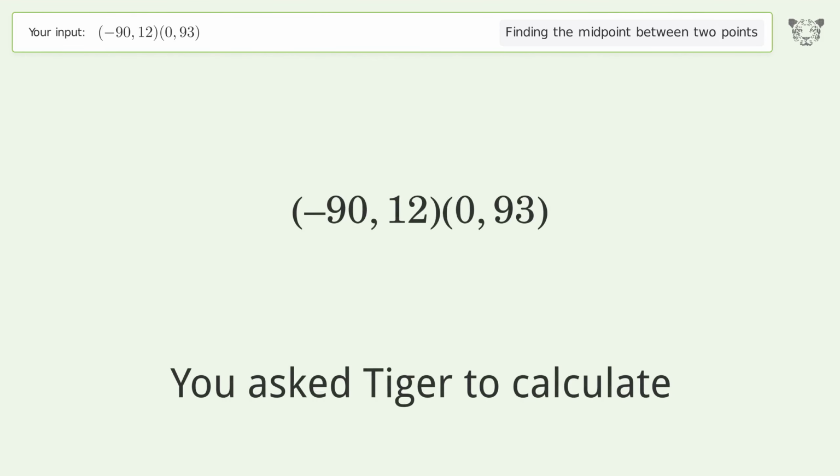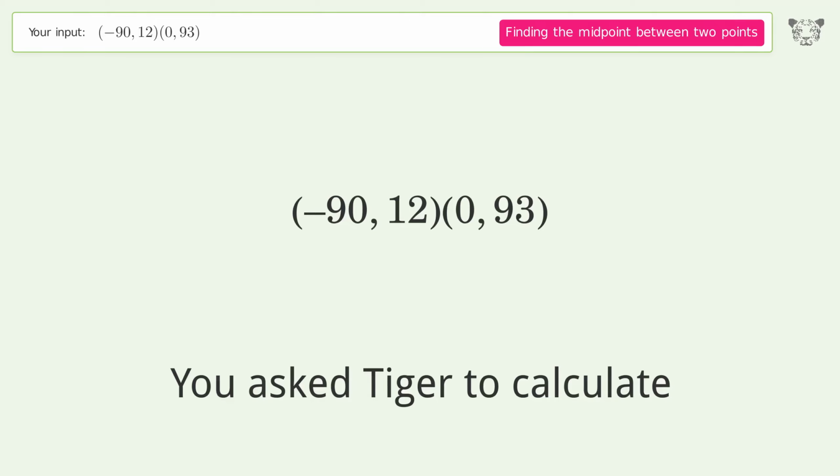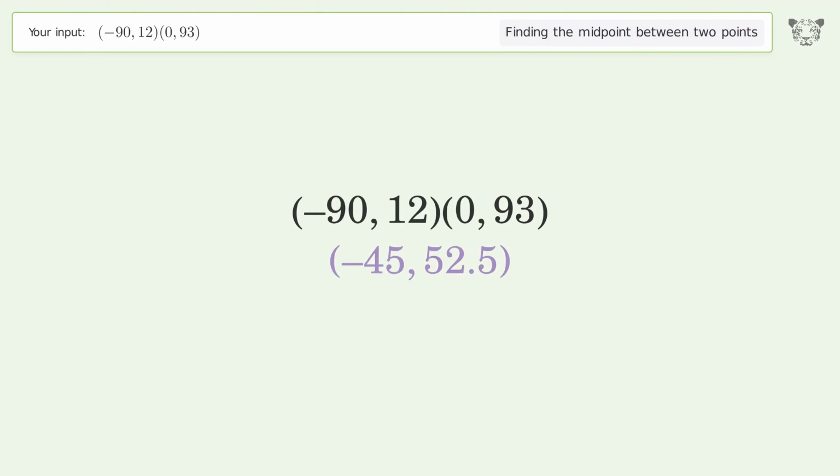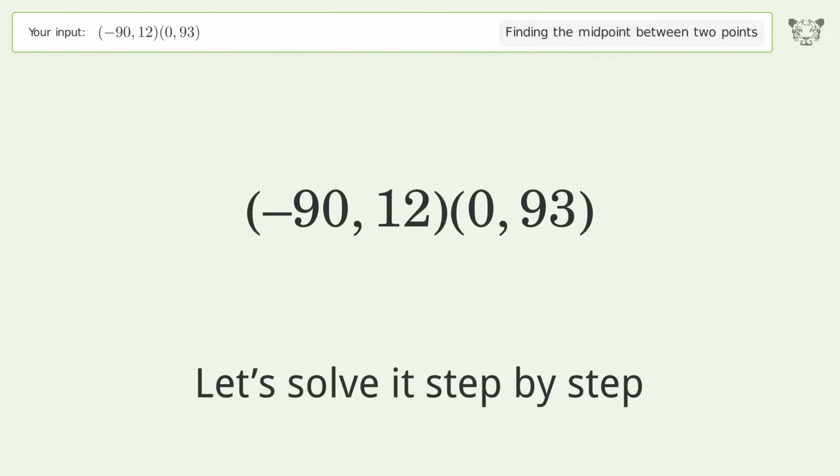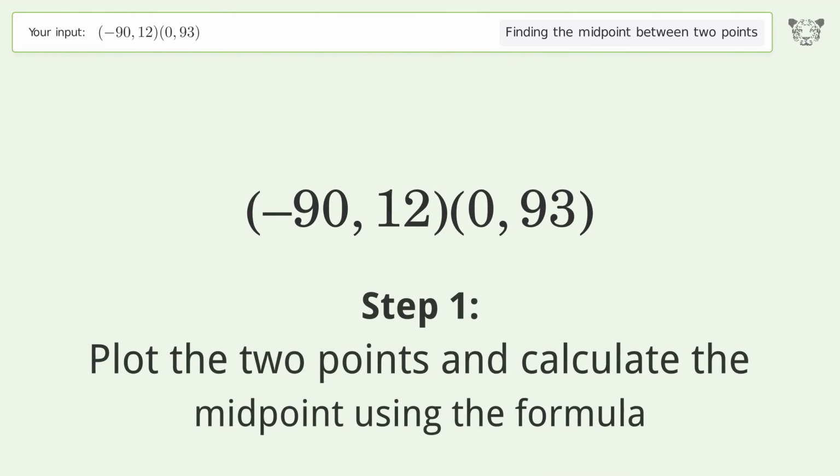You ask Tiger to calculate. This deals with finding the midpoint between 2 points. The midpoint between the 2 points is negative 45, 52.5. Let's solve it step by step. Plot the 2 points and calculate the midpoint using the formula.